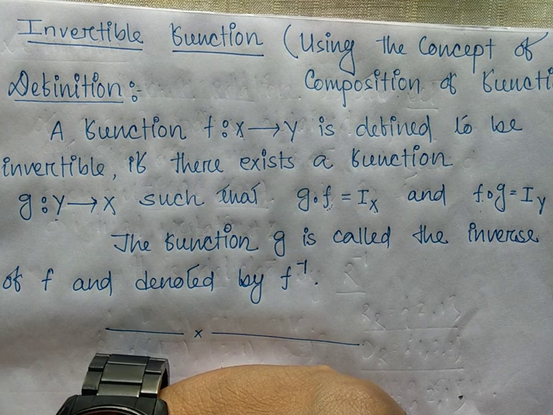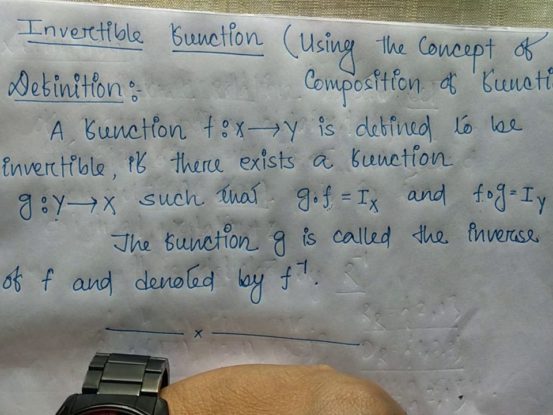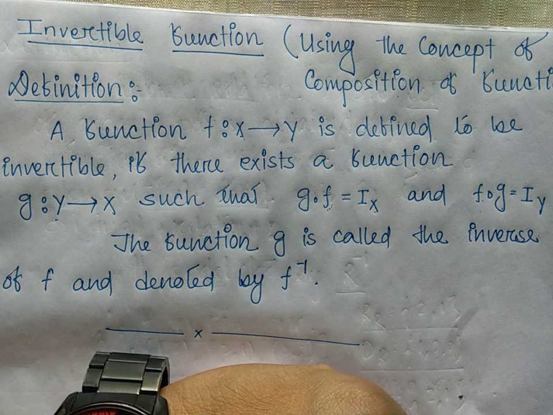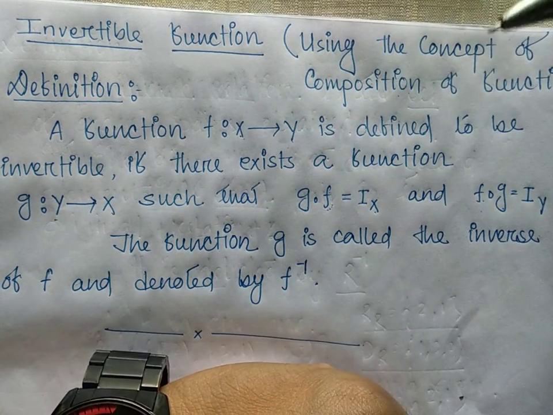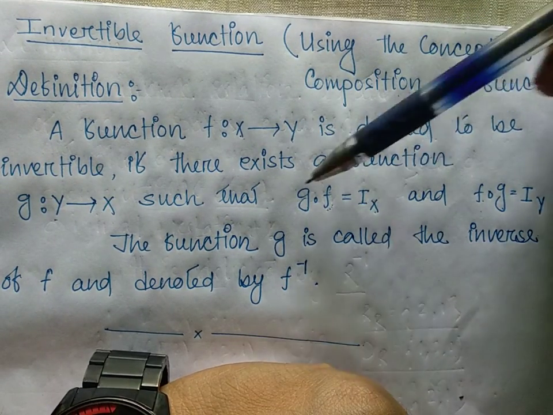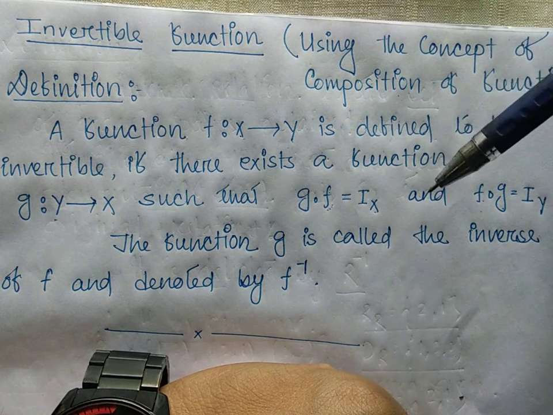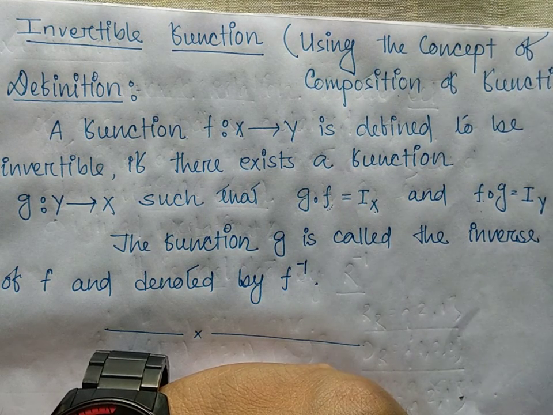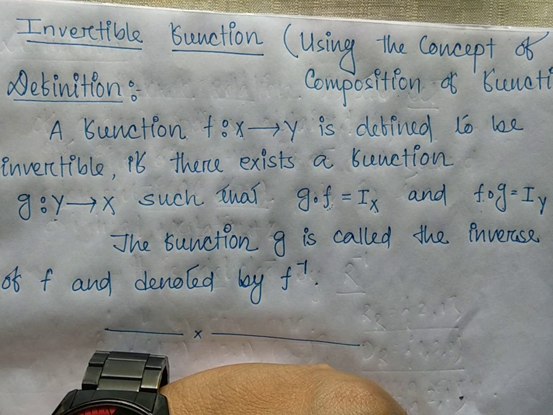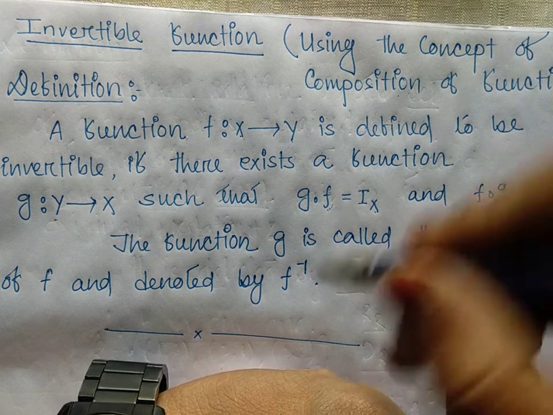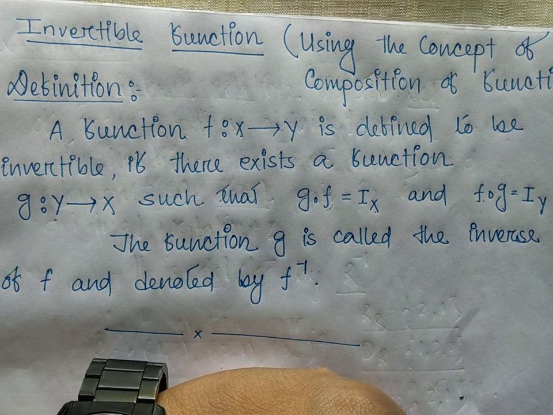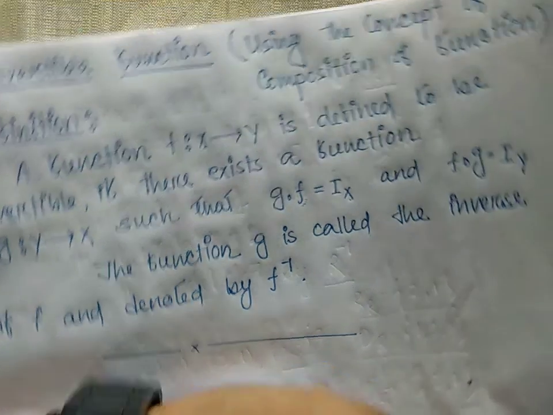So whenever we have to find the inverse of any function, we'll follow a few steps. That means we'll consider one function in the reverse way and try to find their composites, g∘f and f∘g, both. If their composite is always equal to an identity function, then the new function will be considered as the inverse of the earlier function. Okay, this is the basic definition of an invertible function using composition of two functions.